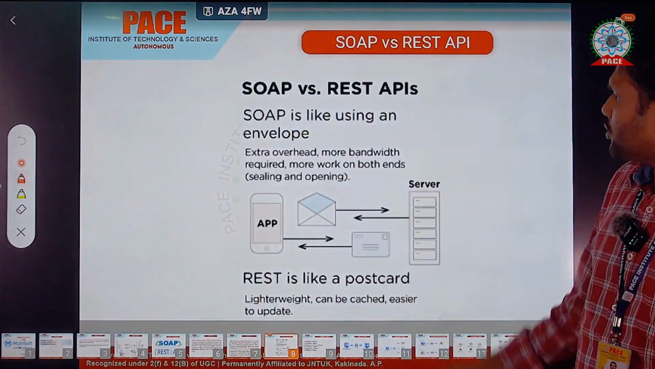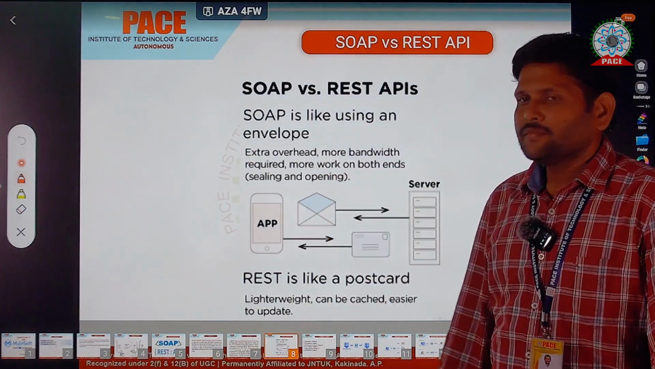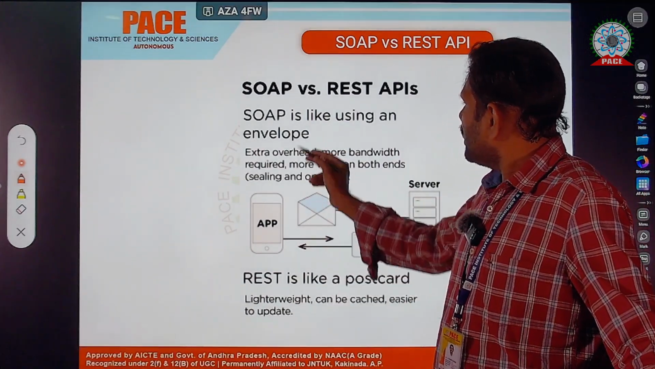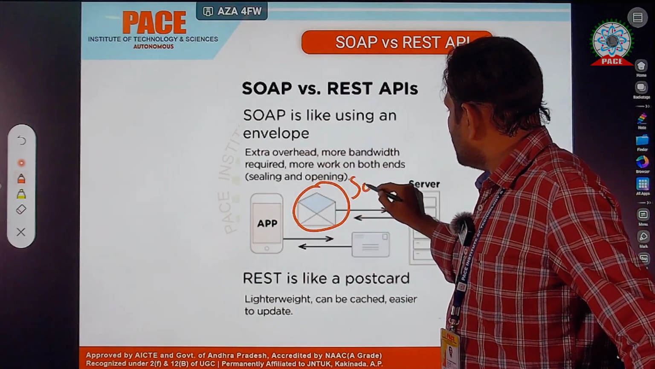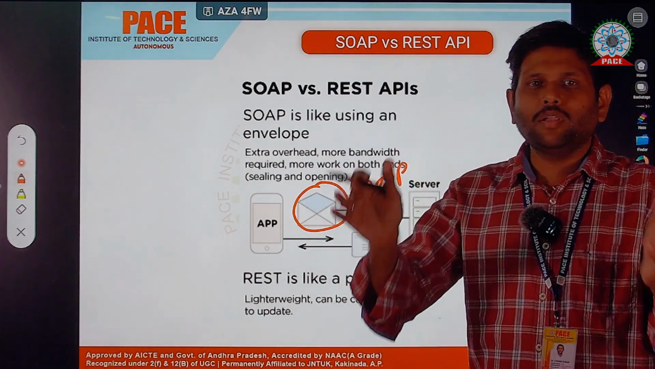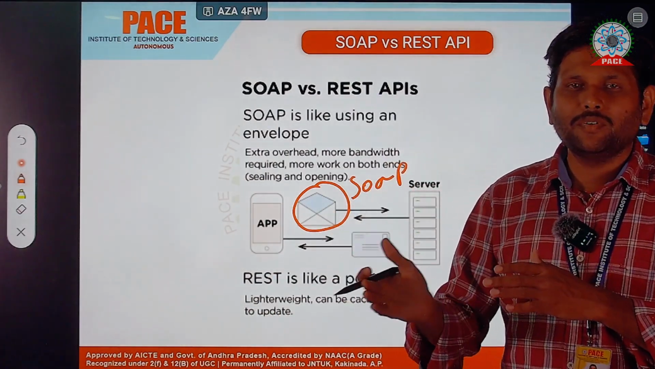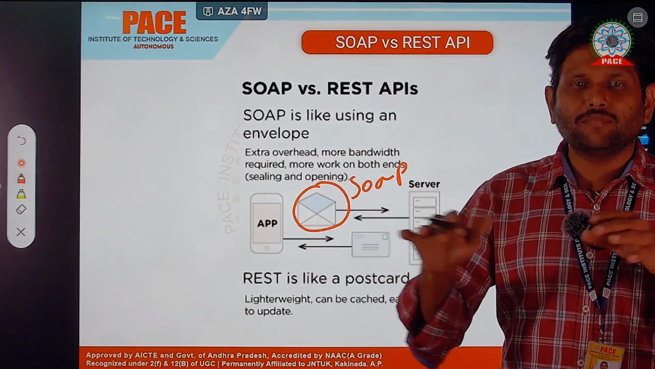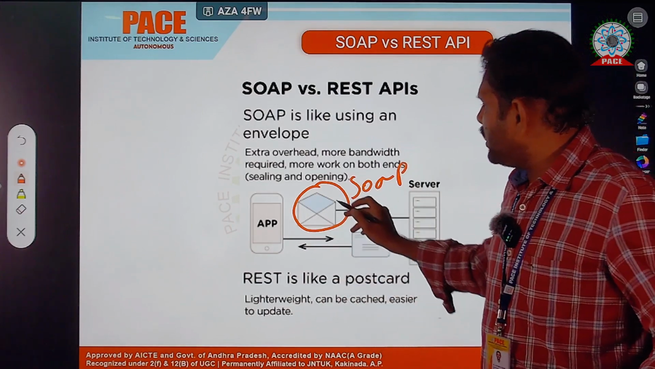Let's see the same thing in a pictorial manner. If it is SOAP, here is an app and a server, like a client and server. SOAP is like using an envelope. That means if you are using SOAP, the message is in the form of an envelope. It covers all the information. Instead of just the data you want to transfer, it covers some other data, such as standards and other parts of the data, which will be present in a SOAP API.